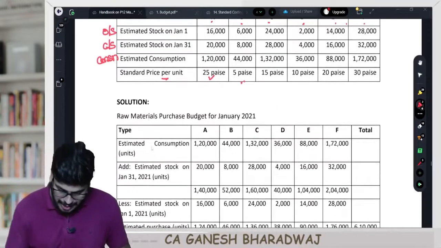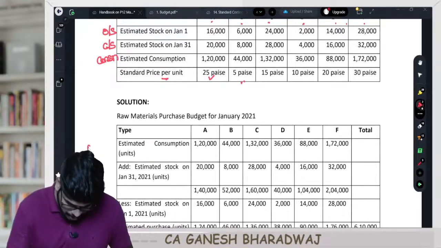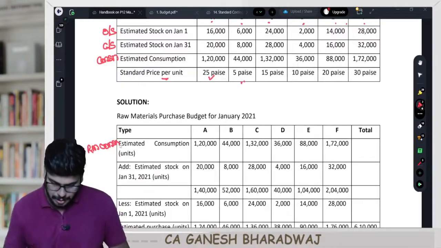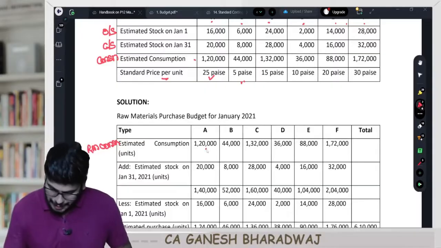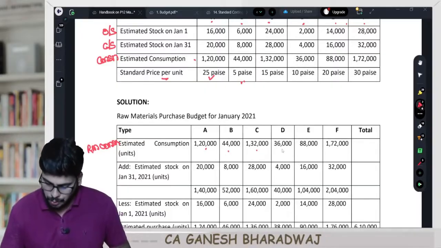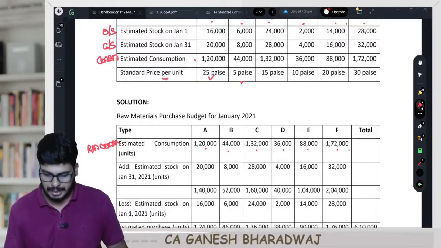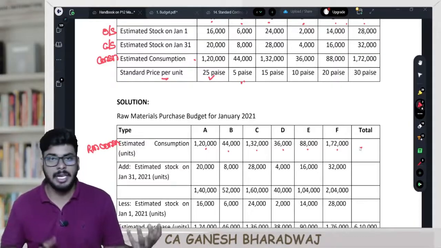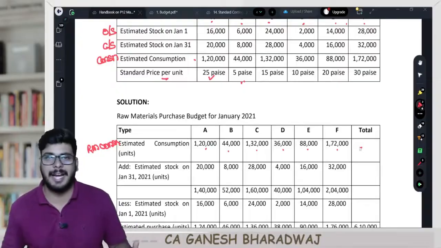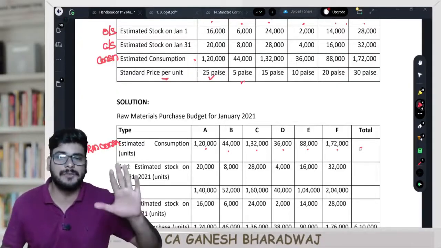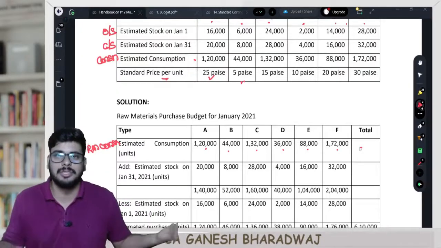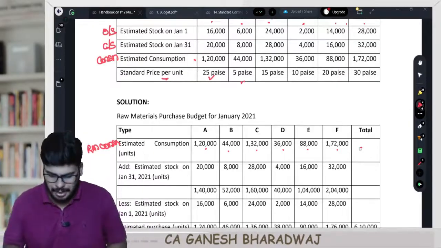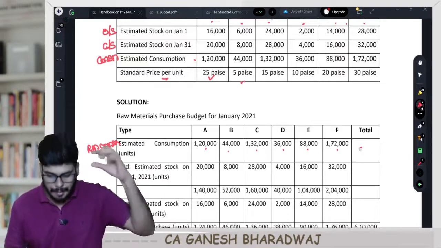So first, estimated consumption. Raw material consumption they have first taken, right? So whatever is the figure: 1,20,000, 44,000, 132, 36, 88 and 1,72,000. Total you cannot do. Why? Because these are different types of raw material. These different types of raw material cannot be added. It is like saying how much is 5 apples plus 4 mangoes. So it is 9 what? You cannot add different dissimilar items. So it cannot be added here. So first, raw material consumption.